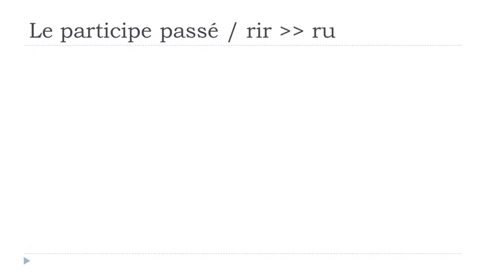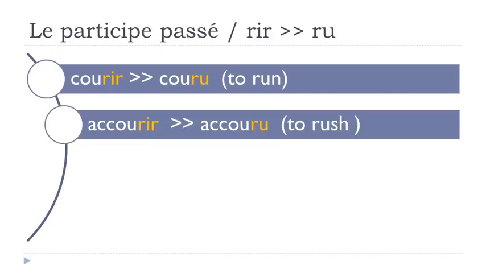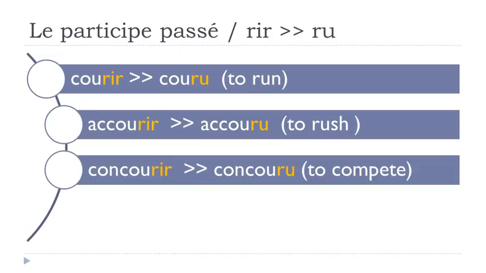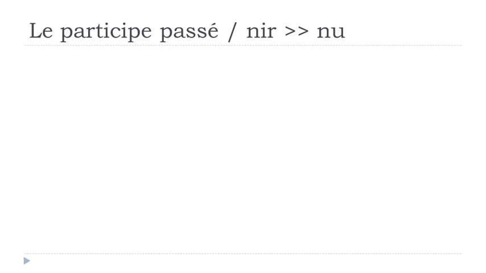Let's discover a few groups of verbs. Verbs ending with rir will become ru for the participe passé form. Courir, couru. Accourir, accouru. Concourir, concouru. Parcourir, parcouru.